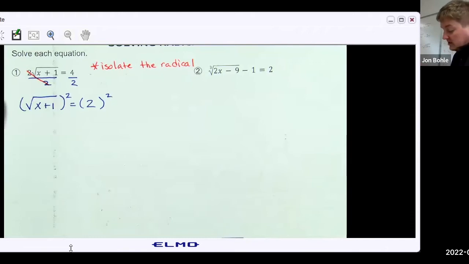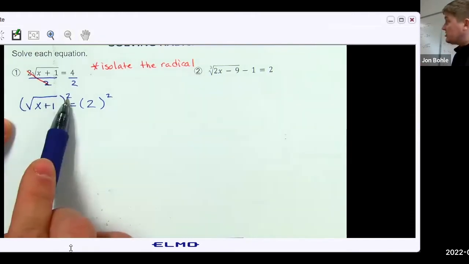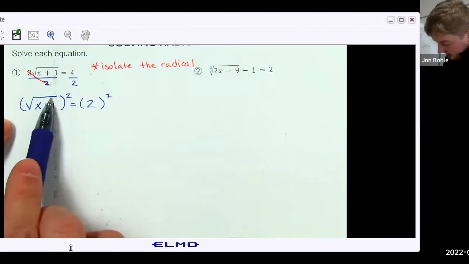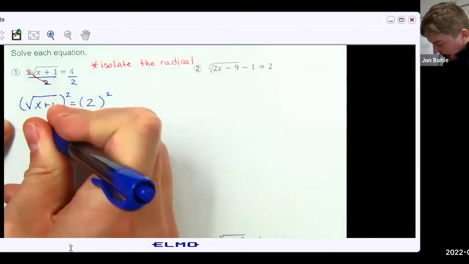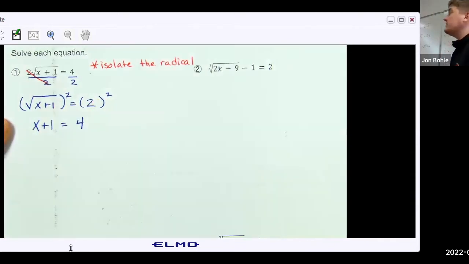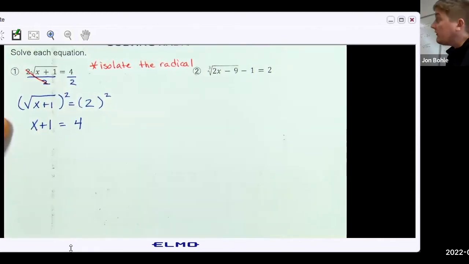So we know that square rooting and squaring are inverse operations of each other, like addition and subtraction, multiplication and division. They undo each other. And then is equal to 4. 2 squared is 4. And then all I have to do is solve.